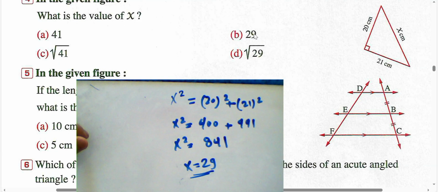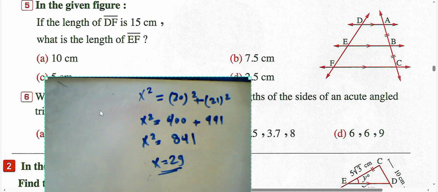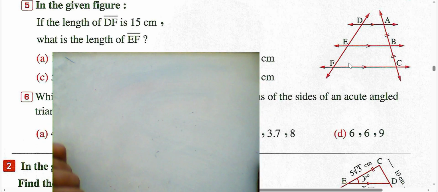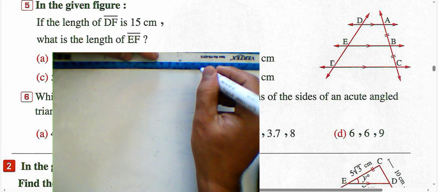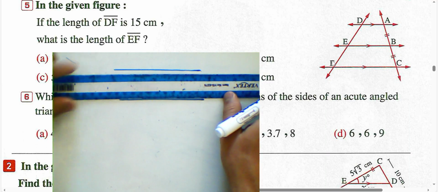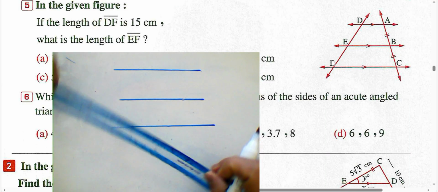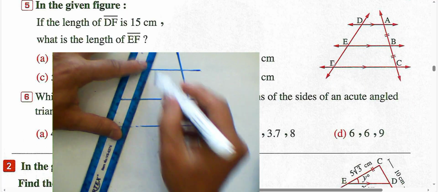We wanted to find the value of x. Okay, next question. In the given figure, the length of DF is 15 centimeters. What is the length of EF? Okay, we know the rule: if a straight line cuts a number of parallel lines, then the line segments included between them will be equal in length.